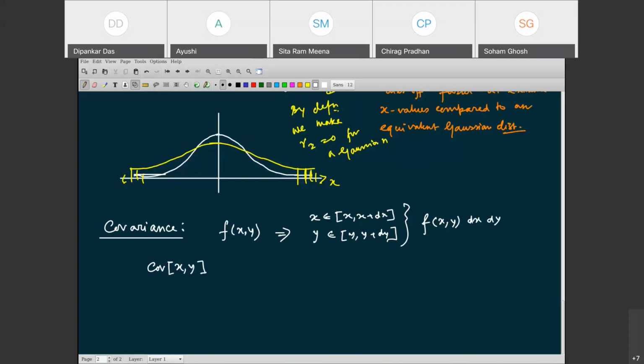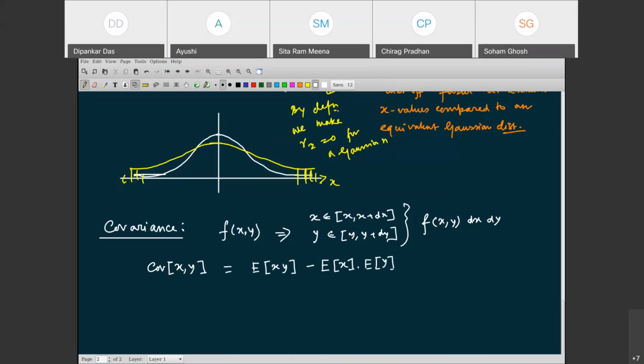So the covariance between x and y will be given by the expectation value of xy minus the expectation value of x times the expectation value of y. Okay, so that is the definition of a covariance. Now, why we call it a covariance will be very apparent.